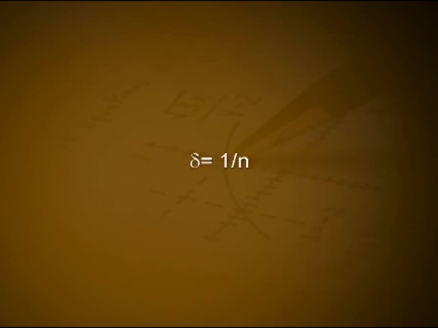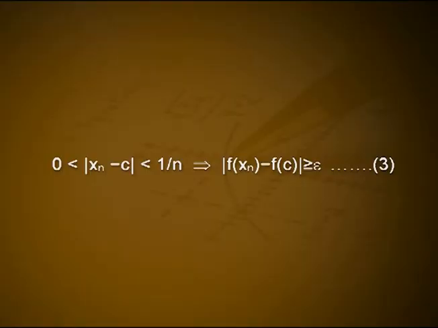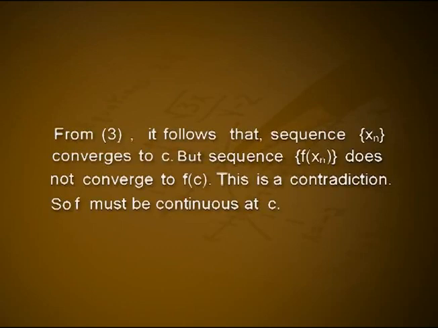Take delta equal to 1 by n. Then for each positive integer n, we get xn element of A such that 0 less than absolute value of xn minus C less than 1 by n implies that absolute value of f of xn minus f of C greater than or equal to epsilon. We refer this as step 3. From 3, it follows that sequence xn converges to C, but sequence f of xn does not converge to f of C. This is a contradiction. So f must be continuous at C.